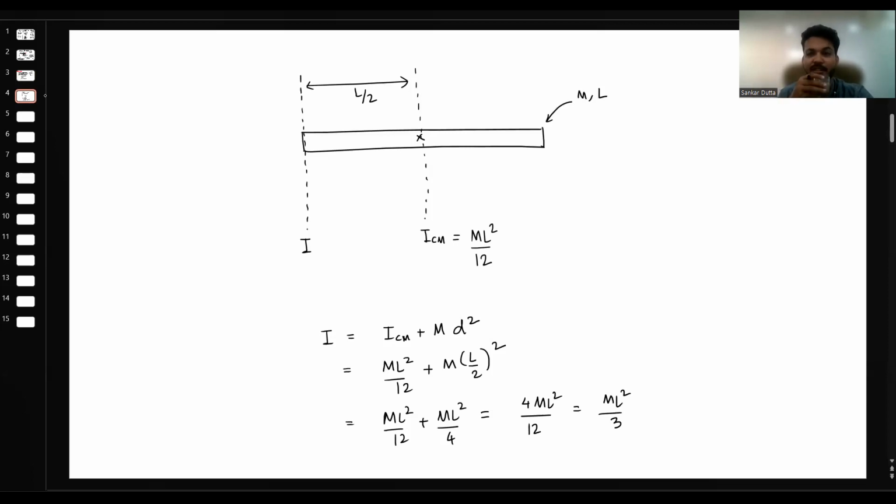Yes, sir. You already knew this. You derived it before only. So this gives us a little bit of intuition into what exactly we are doing. If you know the moment of inertia about the center of mass axis, you can pretty much find out the moment of inertia about multiple other axes. Like, for example, this scenario.